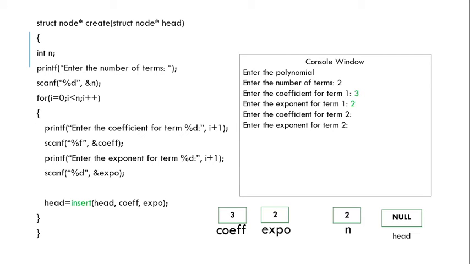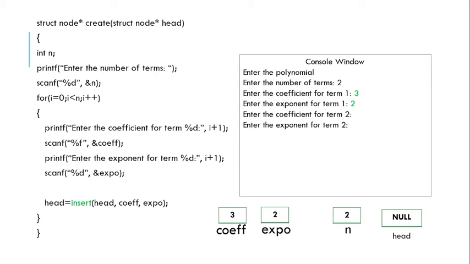In the first iteration of the for loop, I have the coefficient and exponent field of the first term. In the second iteration of the for loop, we have the coefficient and exponent field, that is the actual values, of the second term. In the third iteration, we have the coefficient and exponent field of the third term, and so on. In this example, we have just two terms.